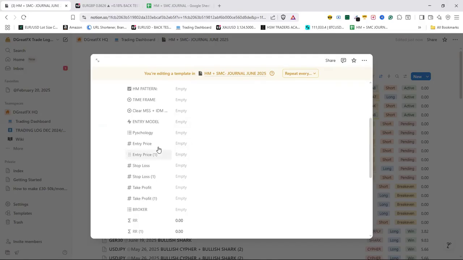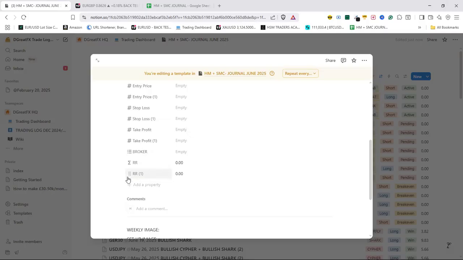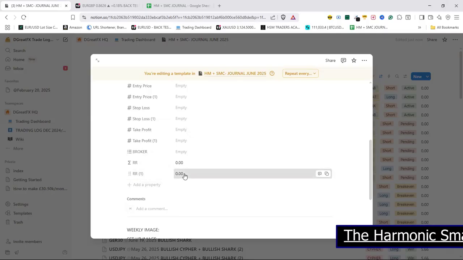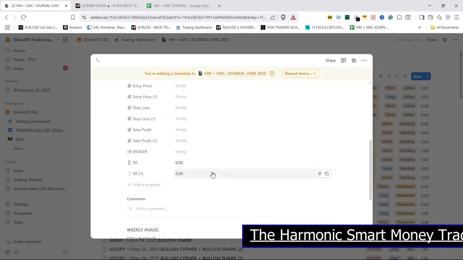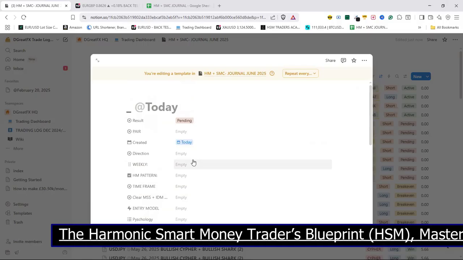So you have your entry price, you have your stop loss price. These are numbers. You can add a property, just click on add property. You add numbers and all of those things will come up there. Then this risk to reward, I'm going to teach you guys this on the next episode: how to use formula to track these things. So that is all about this particular template.